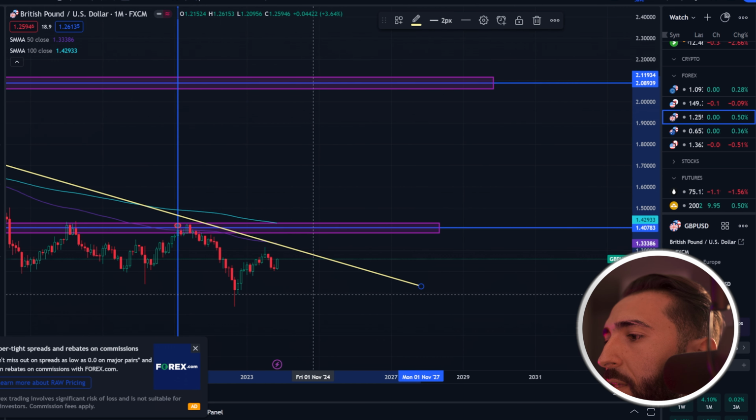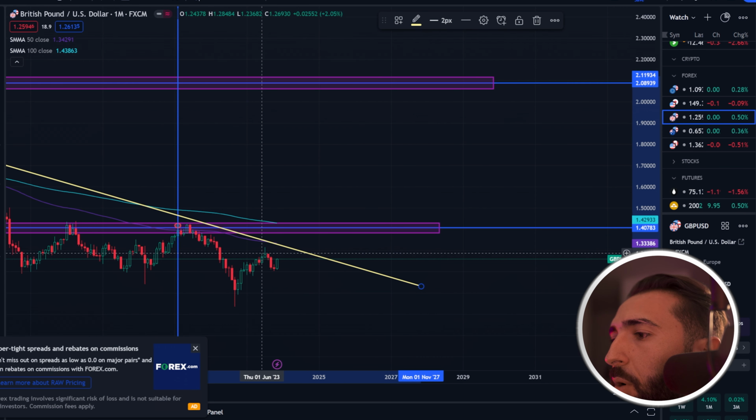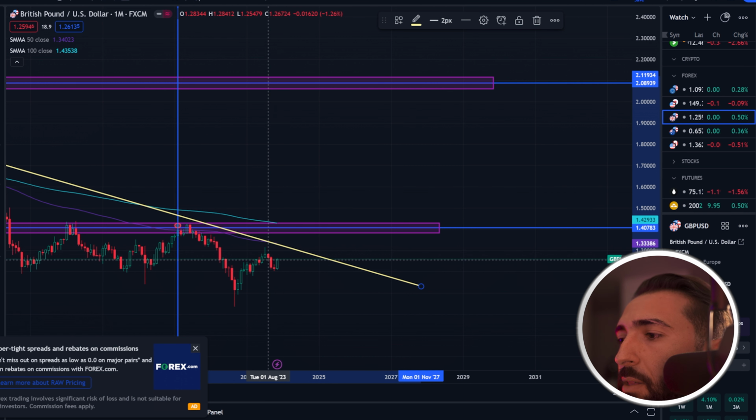And in fact, this exact setup here was remotely decent. If you took it, you would have seen profits for, remember this is a monthly, a little bit of profits for about 2 months. And now you're probably at a break even.